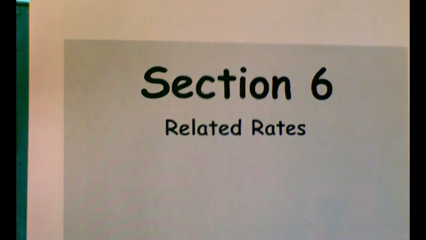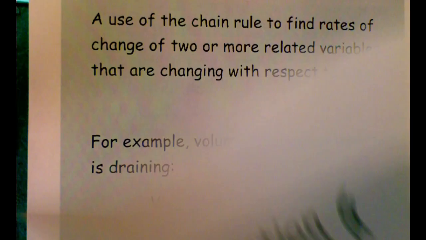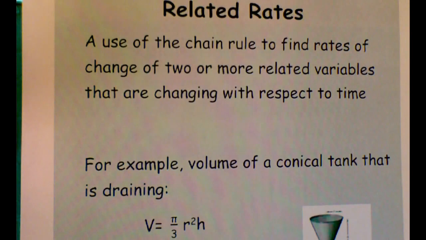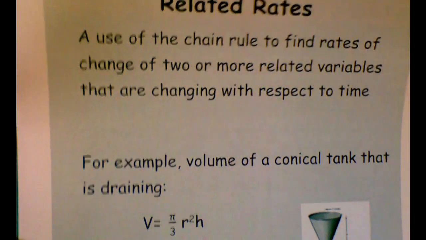All right, this is section 6, which is related rates. Related rates are a use of the chain rule to find rates of change of two or more related variables that are changing with respect to time. Normally we've been taking the derivative with respect to x. Now we're taking a derivative with respect to this new variable, time.